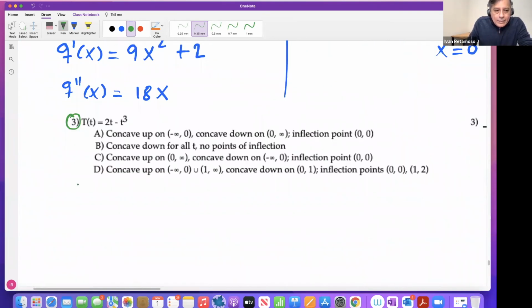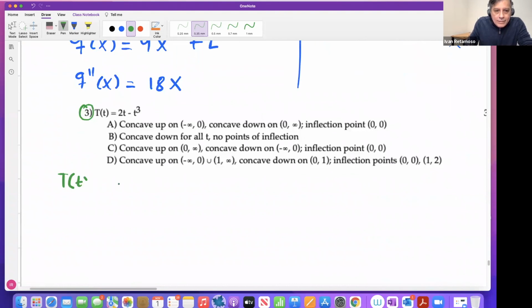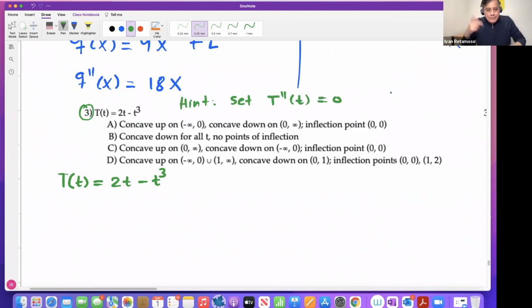The function is t of t. Instead of x, they are using t, but this is the function. Since they are dealing with concavity, find the second derivative and set it equal to 0. Set the second derivative of this function equal to 0 and find those special points that were just mentioned, right? Those are going to be the critical points of the derivative function, but those will allow us to figure out if there is an inflection point or not. Try that and find the special points.